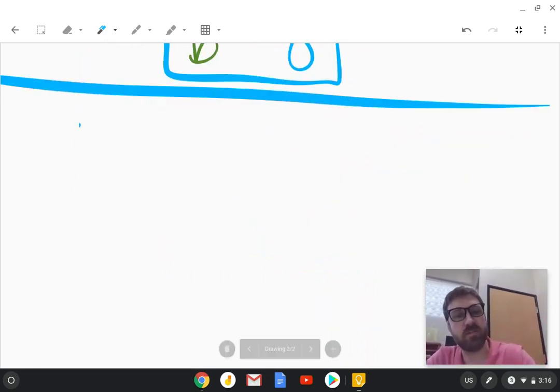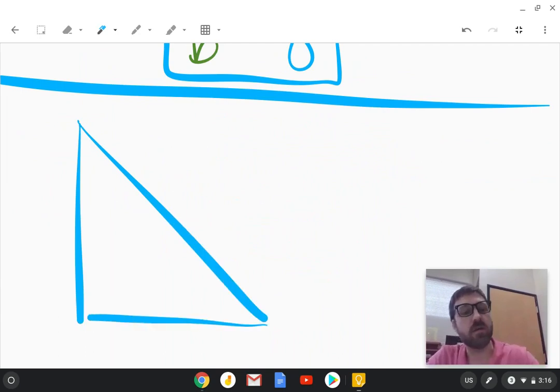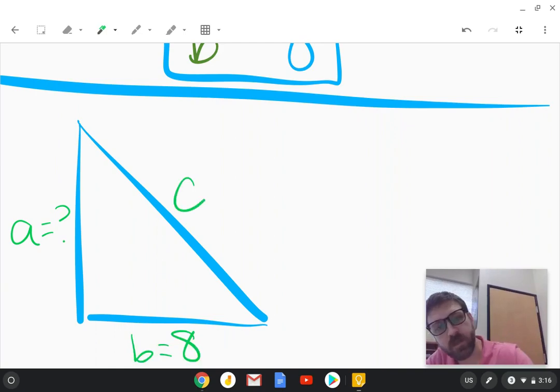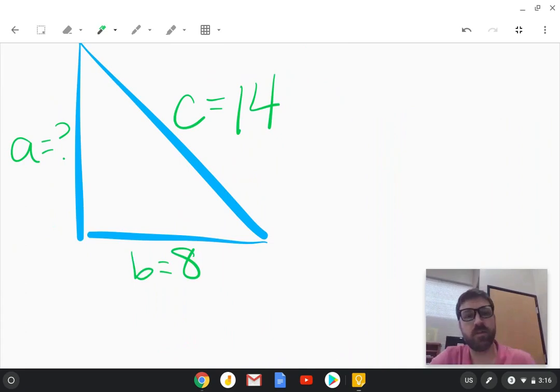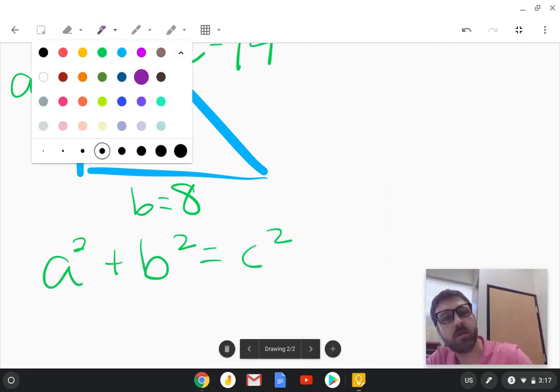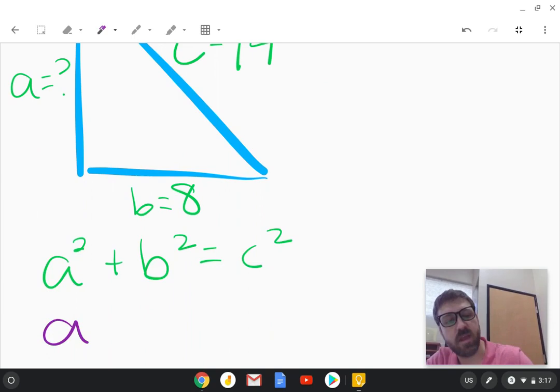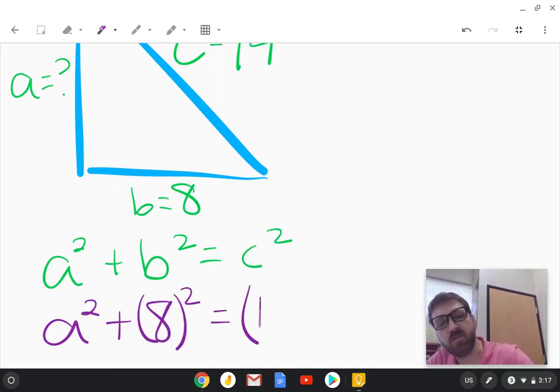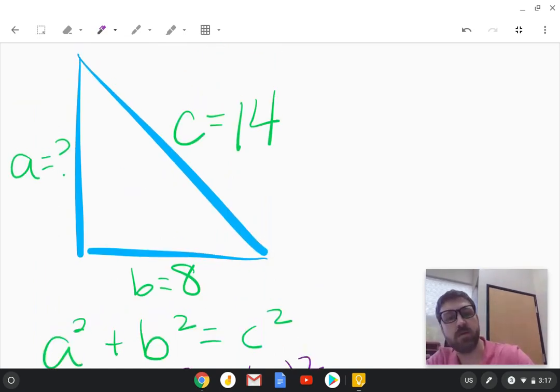And I'm going to do an example where this does not work out to a nice whole number. Works out to something else. So let's say A is the unknown this time. B is equal to 8. And C is equal to 14. So again, same deal. A squared plus B squared equals C squared. We don't know what A is, so A is going to say A. B becomes 8 squared, and C is 14, so 14 squared.